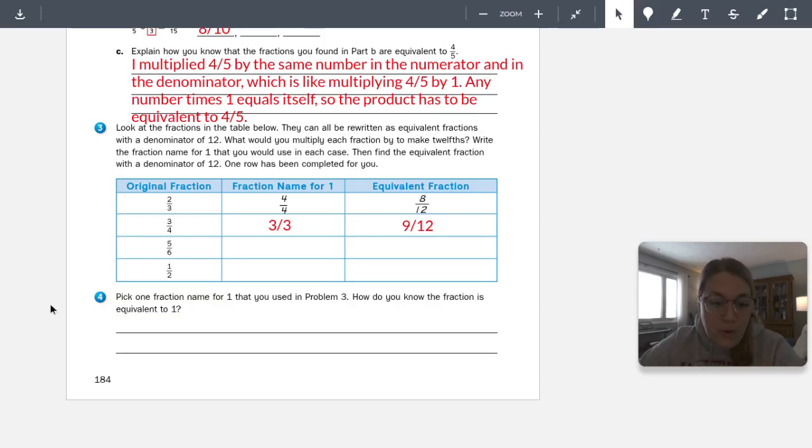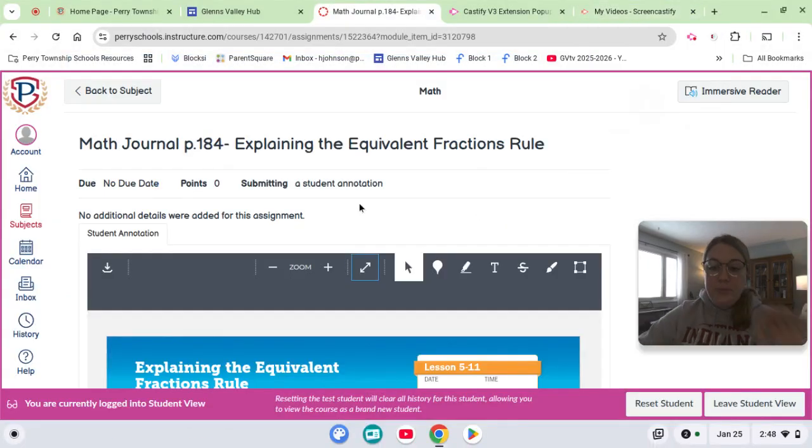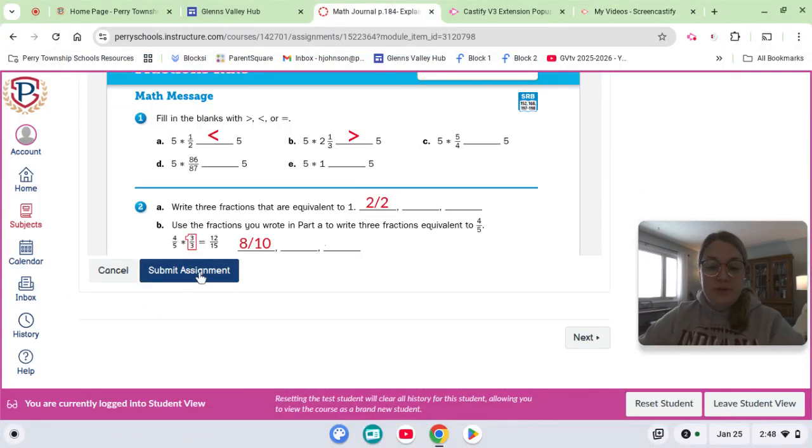Okay, explanation for number 4. Pick one fraction name for 1, so one of these in the middle, that you used in problem 3. How do you know the fraction is equivalent to 1? Okay, how do you know that these fractions all equal 1? So try your best to type that in your own words for number 4. And when you're finished, you guys will just click on these arrows to make it small again. And on this page, guys, you will see this blue submit assignment button. Do not hit it until you have it completely finished, because if you hit it before then, it will make you reattempt it and start all over again.